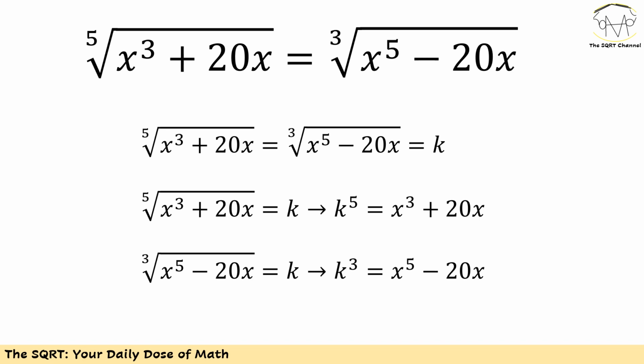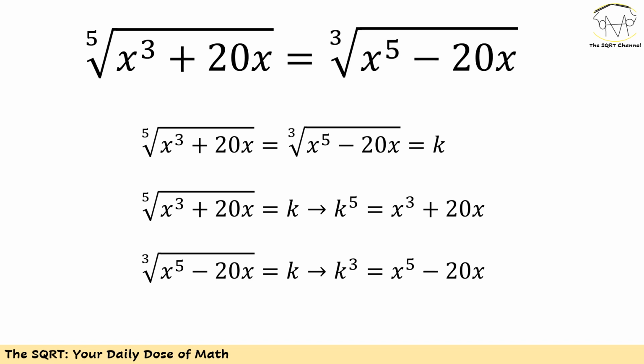I'm going to define a new variable like k to be equal to what I have here. First of all, on the left hand side and on the right hand side, I have two equations, and let's assume that we know the answer and it's k. So I'm going to start with using this fifth root of x cubed plus 20x equals to k, and this third root of x to the power of 5 minus 20x also equals to k.